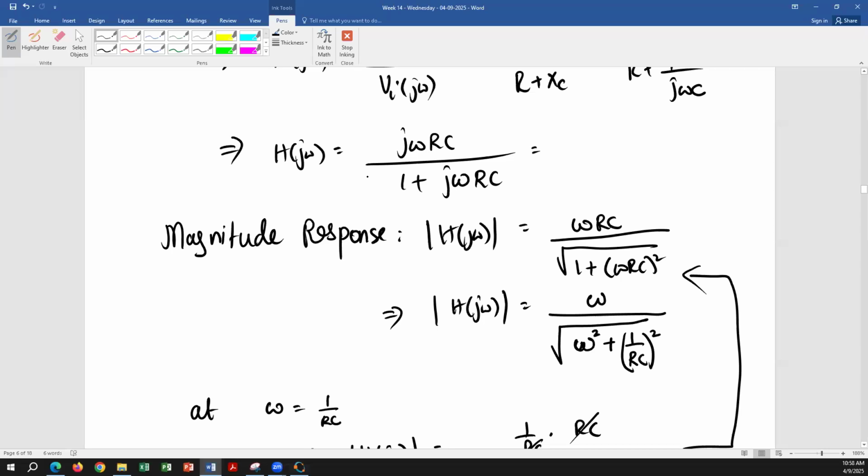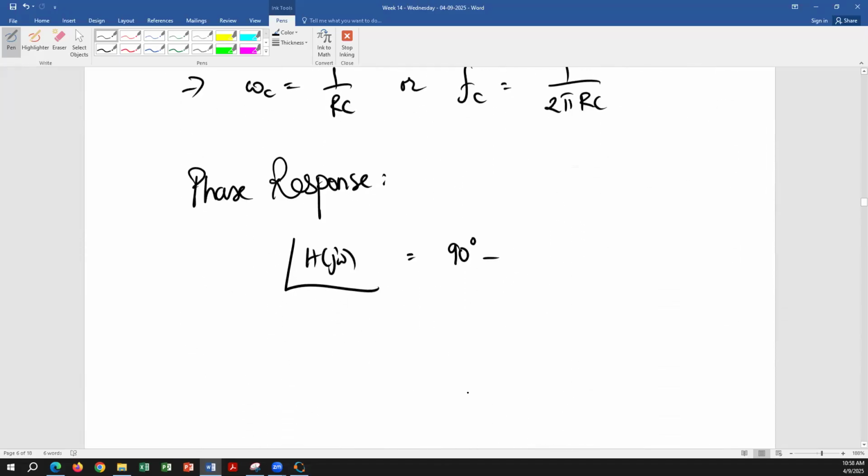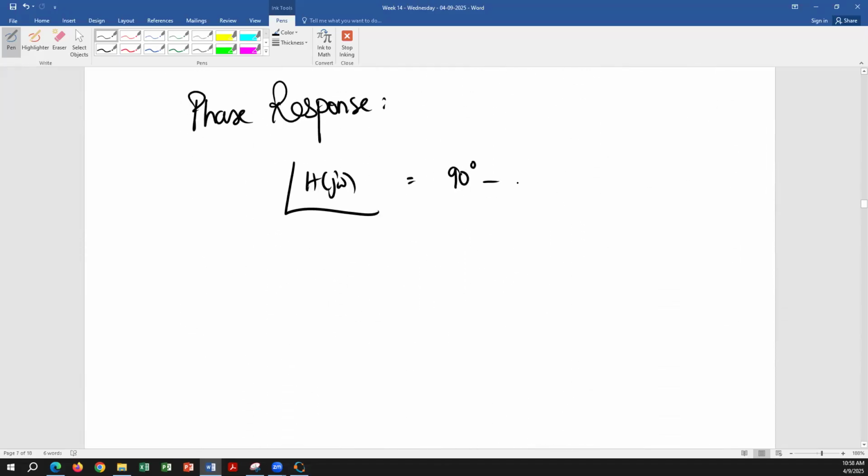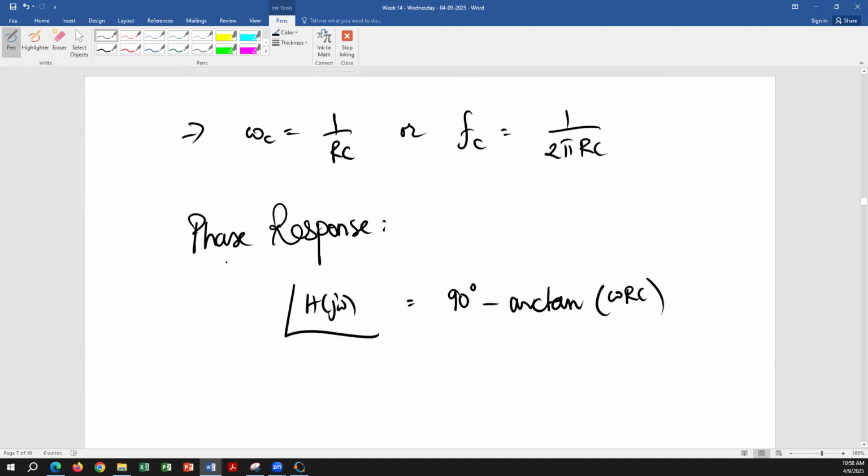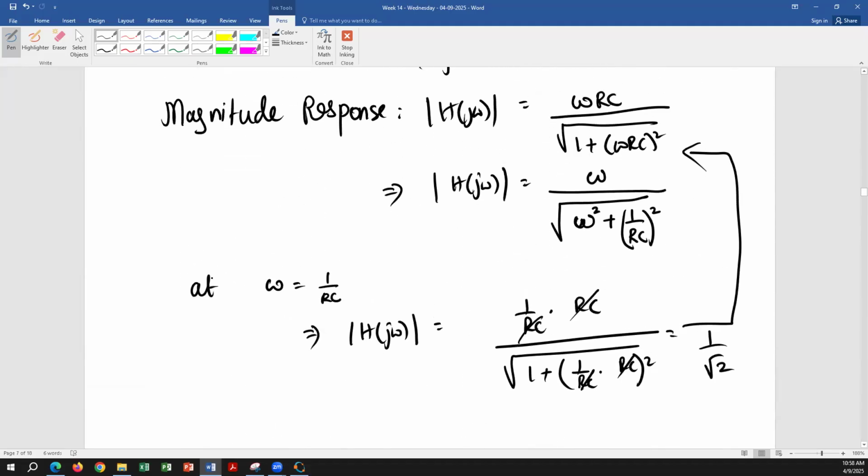All right, what is going to be the phase for the denominator? Inverse tangent of omega RC. So that's the expression for the phase response: 90 degrees minus arctan of omega RC. So for the magnitude response, of course, it will be the high pass.